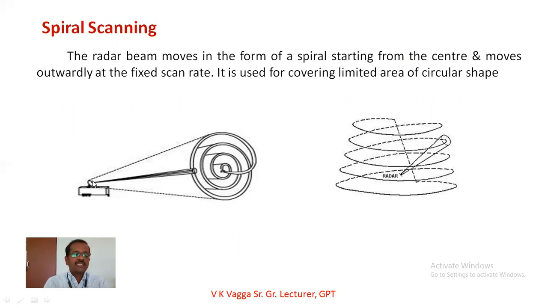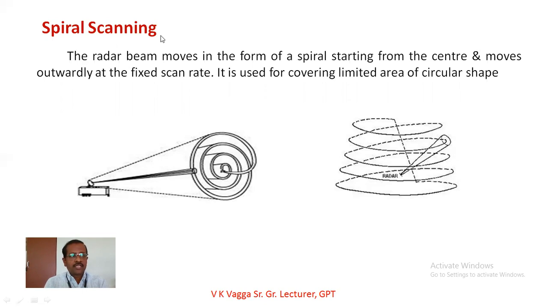So if you take this radar antenna, it is going to start from exactly the center, and it is going to rotate in a circular fashion, increasing its spacing, and at the end it is going to join again at the center in order to end its scanning. In this way, starting from the center position and then increasing its scanning area is called spiral scanning.